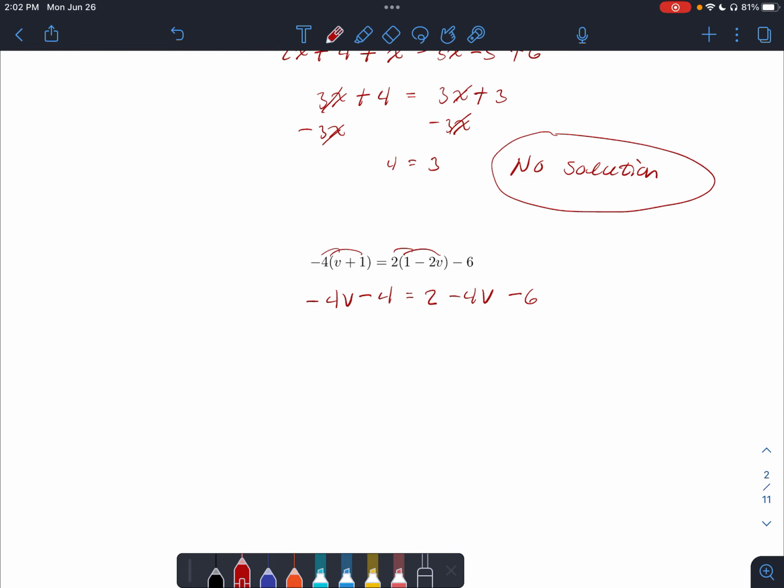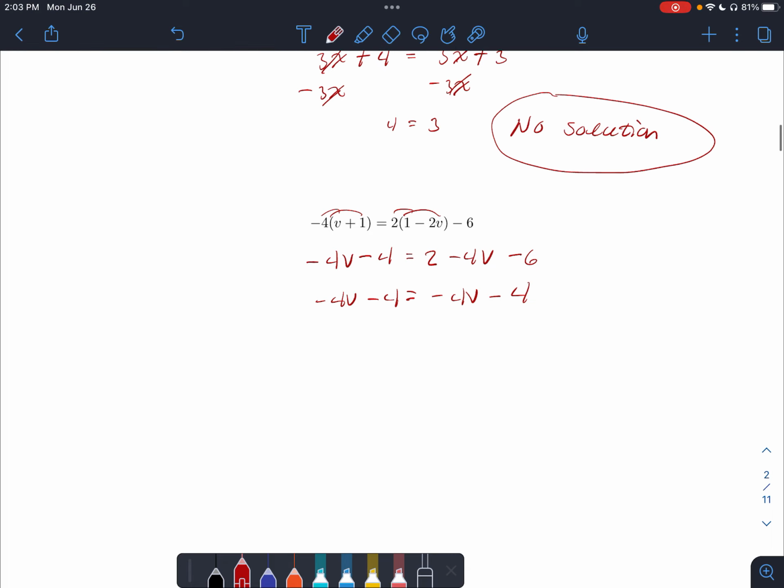So let's see if we can collect like terms on the right-hand side. So we have negative 4v minus 4 is equal to negative 4v minus 4. We have 2 and then minus 6, so yeah. So hopefully you can see where this is going. Since it's the same on both sides, we could plug any number in for v and it should work.